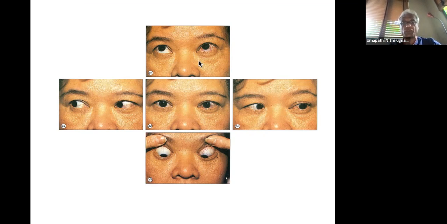To confirm that, if you move the eyes in the primary positions, which is up, down, left, right, you notice that the abnormality is most obvious when the patient looks to the left. You can see here clearly the reflection of the light is here, and here the reflection of the light is here. So clearly this eye is not abducting as much as it should.